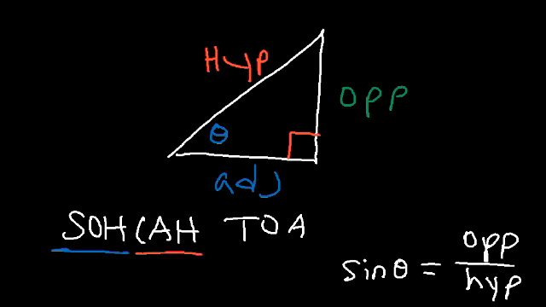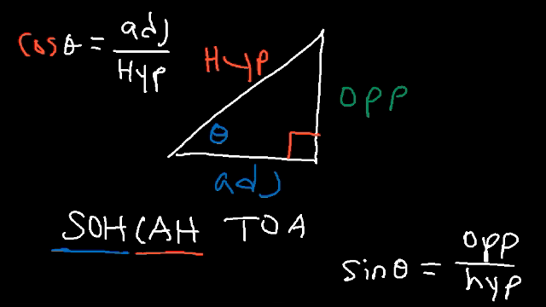Now let's consider the cosine ratio. C stands for cosine. Cosine theta is equal to the adjacent side divided by hypotenuse. So A stands for adjacent, H is the hypotenuse. And then we have TOA. Tangent theta, that's the T part, is equal to the opposite side divided by the adjacent side.